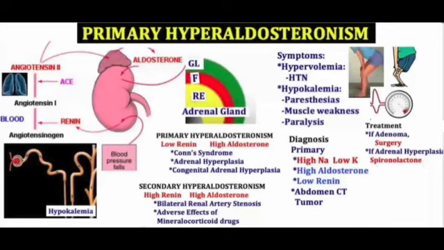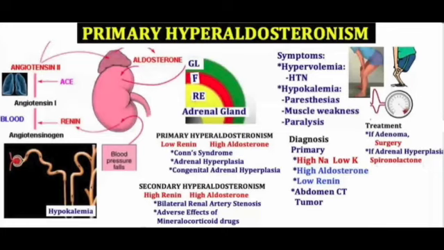Management of bilateral hyperplasia. You can do medical management with spironolactone or eplerenone. They block aldosterone. You can do ACE inhibitors, calcium channel blockers, or correct the electrolyte abnormalities. The management of Conn's syndrome is surgical excision plus spironolactone, as it blocks aldosterone.